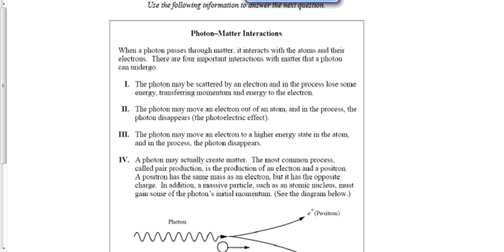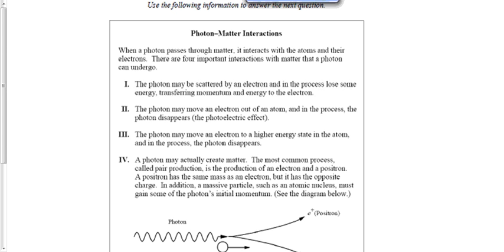The photon may move an electron out of the atom, and in the process the photon disappears. That's what we call the photoelectric effect, which we're going to learn about in our next unit. But again, not really relevant to the question here. The photon may move an electron to a higher energy state in the atom, and in the process the photon disappears. Okay, that's electron transitions in atoms that we learned about in our last unit, but not really relevant to what we're going to do here.